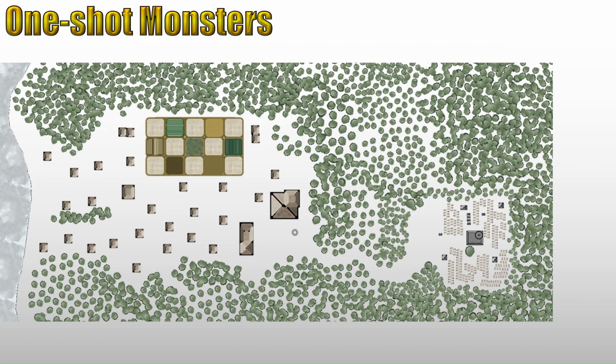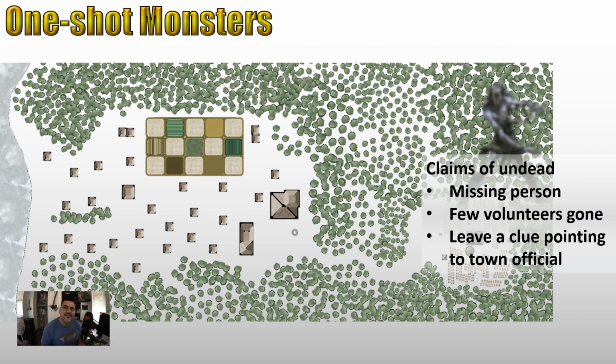You've also watched my one shot to campaign video and started creating that one shot that you can later build into a campaign. You've decided to go with the claims of undead, missing people. There's few volunteers that have gone looking for them and have gone missing. And towards the end of that one shot, you're going to have clues pointing to someone inside that town.